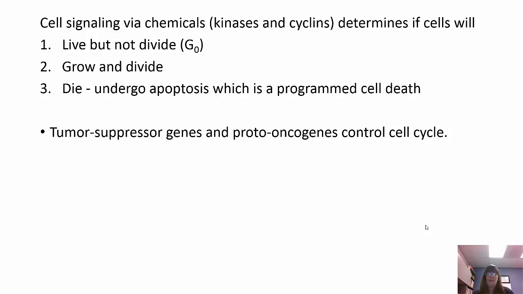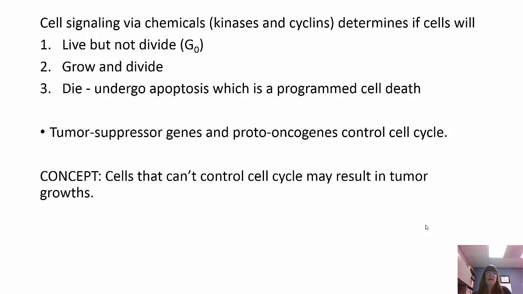Tumor suppressor genes and proto-oncogenes control the cell cycle. And cells that can't control their cell cycle can result in tumor growth. Cancer cells grow uncontrollably and uninhibited. So if cells can't control their cell cycles and do that, they can result in cancers.